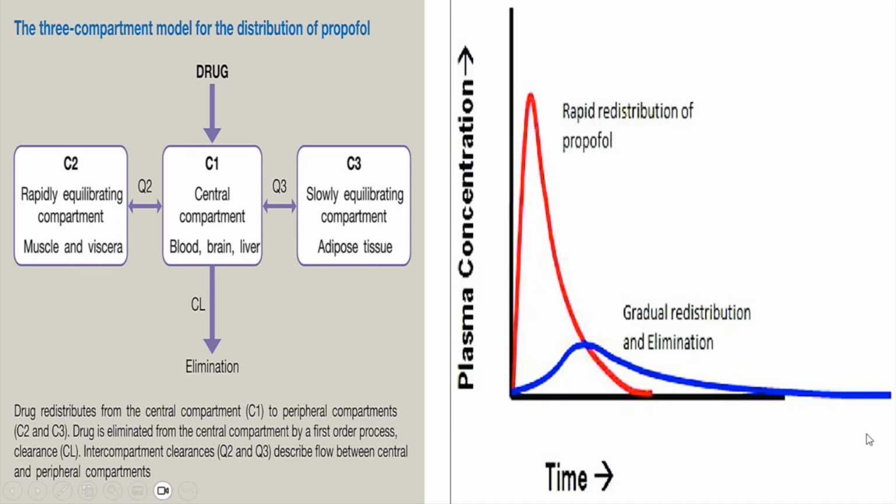So what happens is when you inject, it shoots up in the plasma, it reaches the plasma concentration steeply and then comes down. A rapid redistribution of propofol. And then this is gradual redistribution from the peripheral compartment. And then it's getting eliminated. So initially from the plasma, this part is getting eliminated. The red line is coming down. Then from C3 and C2, it's going back to C1 and then eliminating. That is the blue line. The gradual redistribution and elimination.